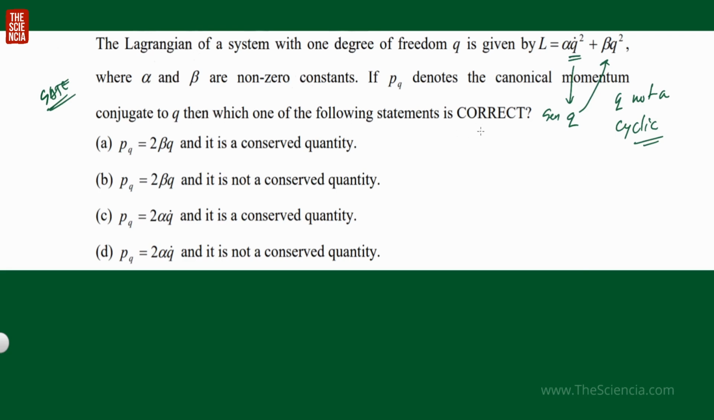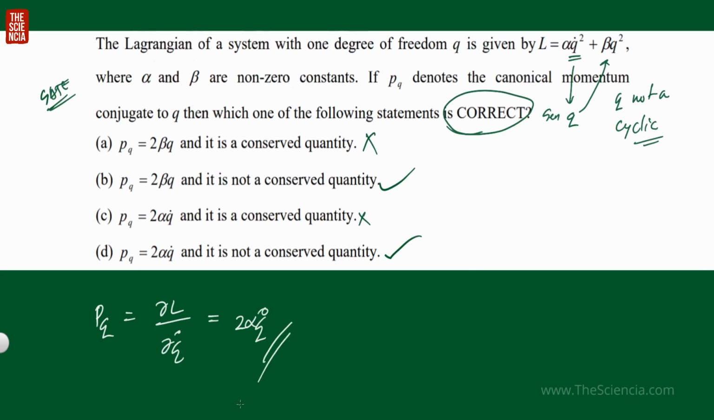And here the question is to find out the correct statement. So which of the options are correct? PQ is not a conserved quantity because Q is not a cyclic coordinate. So here also it is not a conserved quantity. So these two options are wrong. Now we have to find out the value of PQ. That is not a big deal. You know what PQ is? PQ is equal to dou L by dou Q dot, and you get 2 alpha Q dot. So the answer is option D, right?